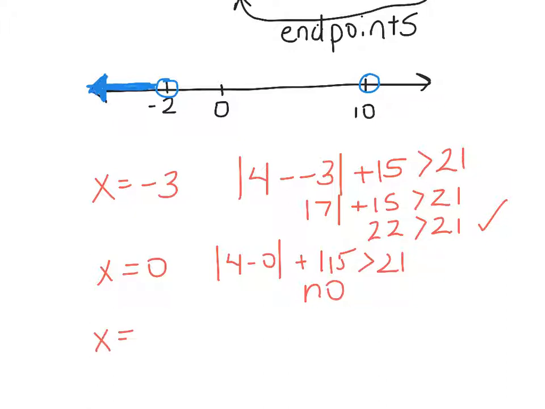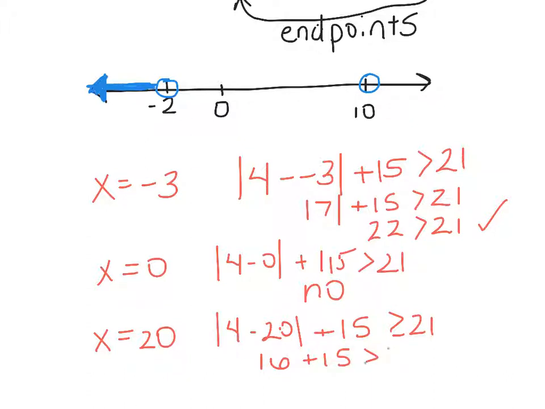So then let's try x is equal to a number greater than 10. You could use 11, 12. What if I use 20? It's greater than 10. And I substitute in the absolute value of 4 minus 20, plus 15 is greater than 21. All right, the math inside the absolute value bars gives me negative 16. That becomes a positive 16 plus 15 is greater than 21. And yes, that is true. So we also want this interval greater than 10.